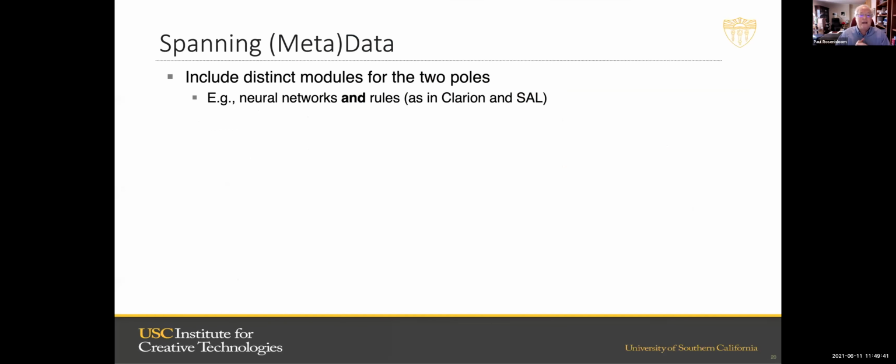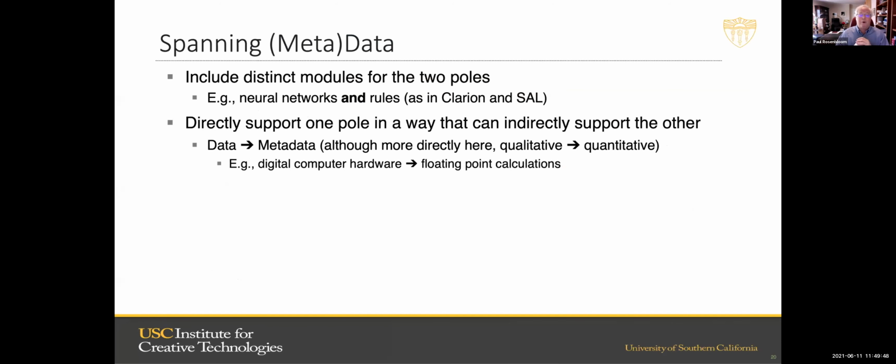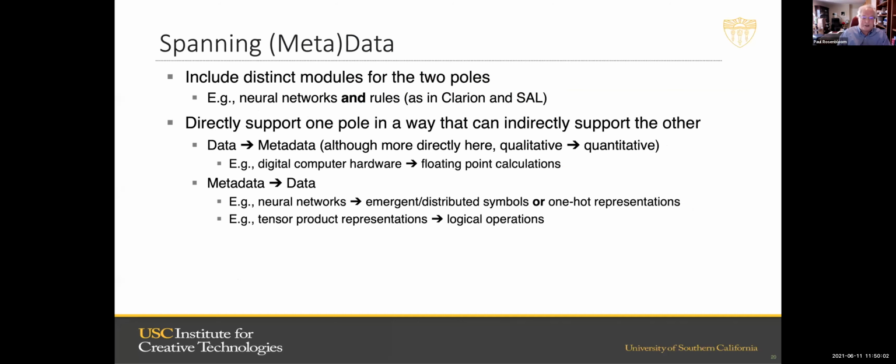If we're talking about spanning distinct modules, you can in fact have modules for neural networks and rules. You can support metadata via data. For example, digital computers actually implement floating point calculations. That's really qualitative, quantitative, though there are slowness issues that happen when you do that in cognitive architectures. You can go the other direction and try to get, for example, symbols to emerge out of neural networks or implement logical operations versus tensor product representations.